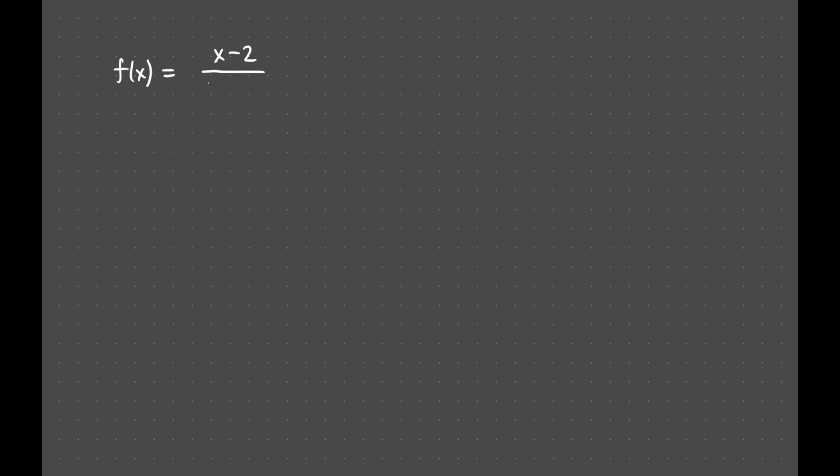For example, consider the function f of x equals x minus 2 over x minus 5 squared. As in the previous example, we could investigate the behavior of f by drawing a graph, but this function is a little bit more complicated, involving x in both the numerator and the denominator. So instead, let's think algebraically or numerically.